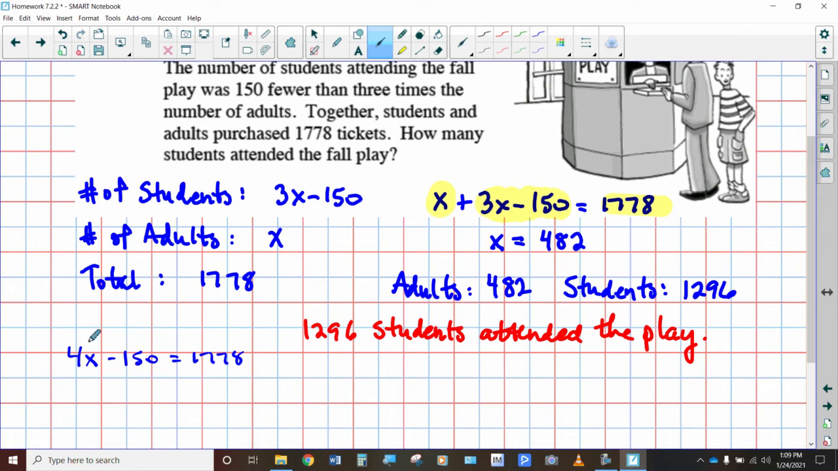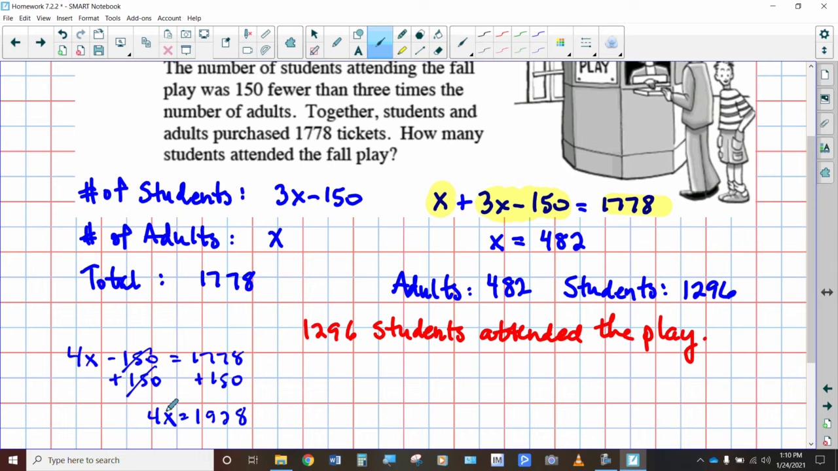Then we want to get our 4x's by themselves. So we add 150 to each side. Because literally what we're asking here is, if 4x minus 150 is equal to 1778, then what was the 4x before we took away the 150? So let's add them back in and see what that was. And that ends up being, what is this, an 8? That's 12. That's 9. This is a 1.